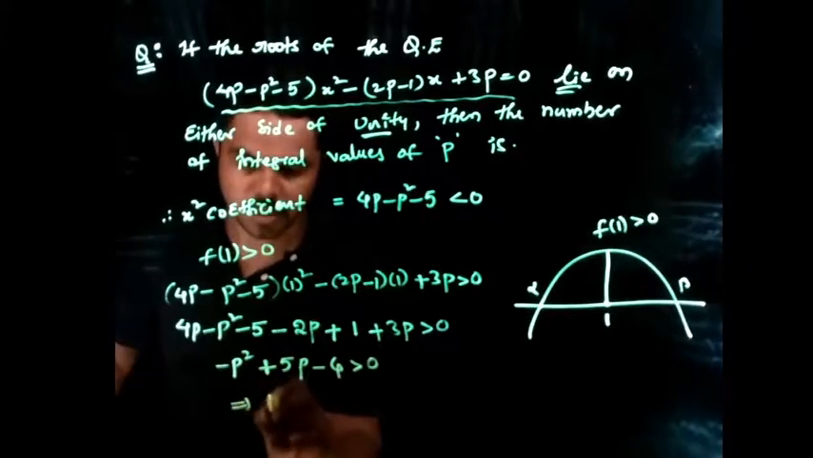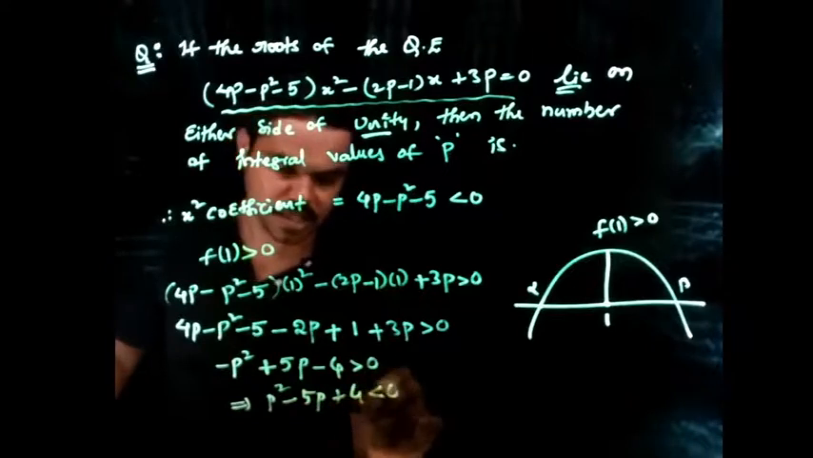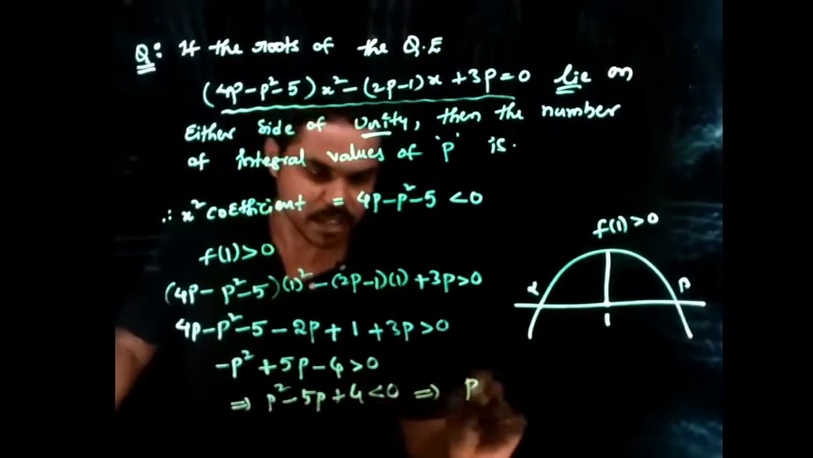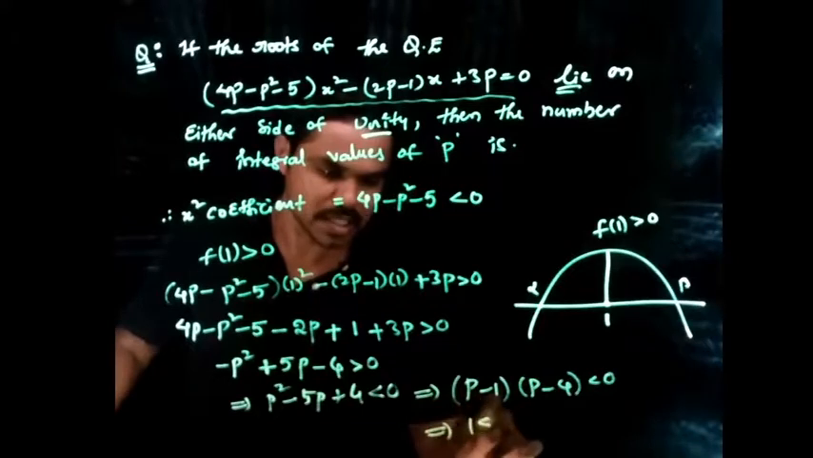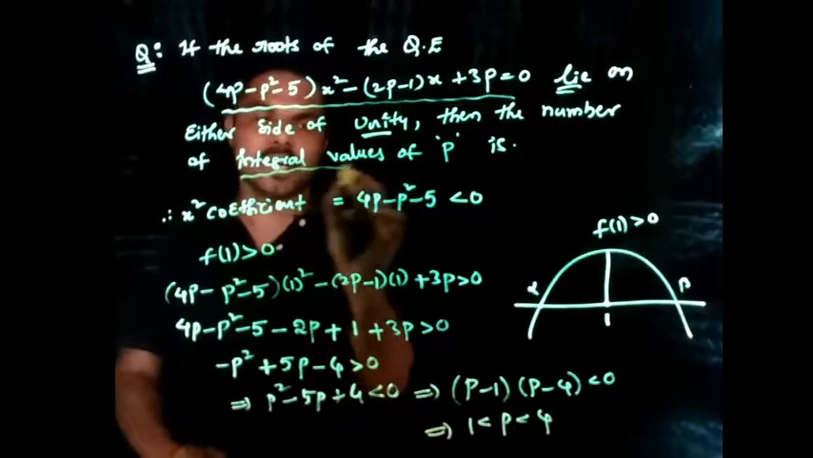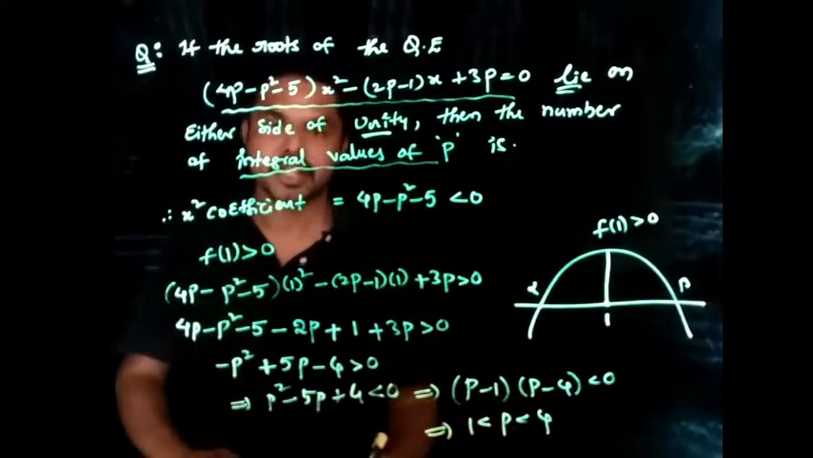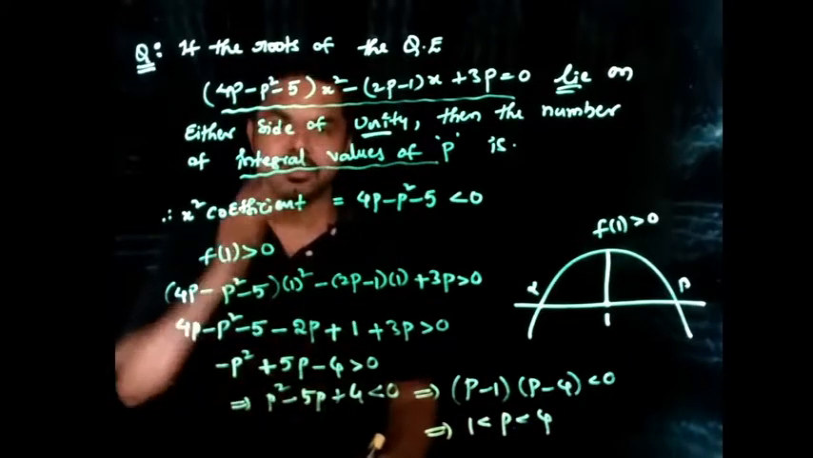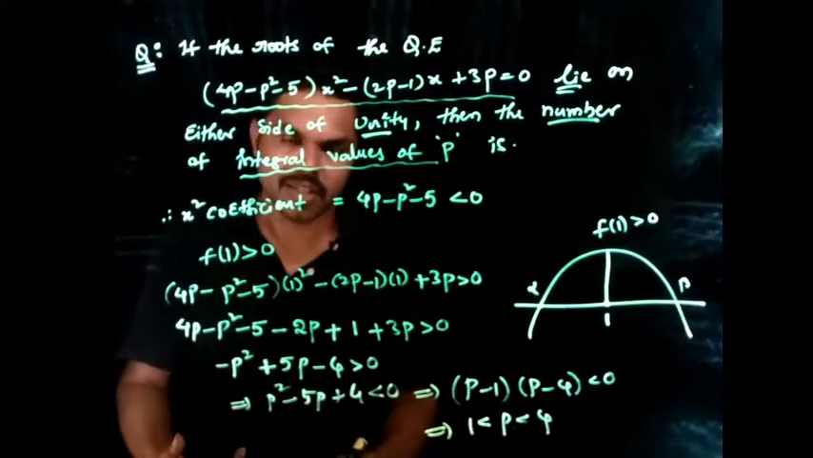By taking minus common, or multiplying with minus, we will get p square minus 5p plus 4 is less than 0. So taking factors, we will get p minus 1 into p minus 4 less than 0. That means 1 less than p less than 4. So what is the condition here? What is the question here? Integral values of p. So between 1 and 4 we have two integers, that is 2 and 3. So p has two integral solutions. How many integral values do we have here? Two integral values. This is the procedure.